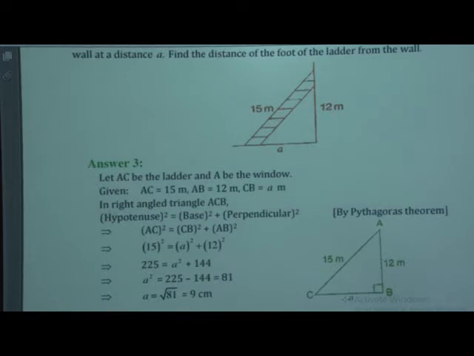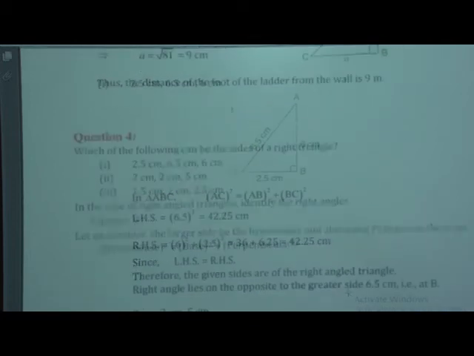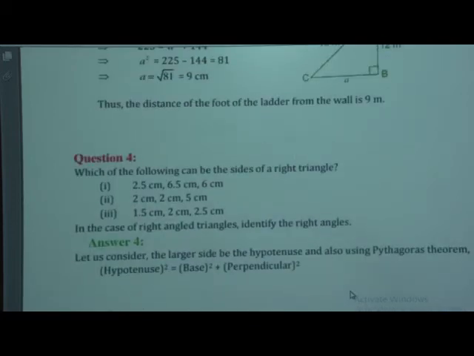So in this way we can find out the distance of the unknown. One of the legs of the right angle triangle was not given, and we found the value of it. So in this way, by using the Pythagoras theorem, we have found the length of an unknown side. Now we will see one more example.